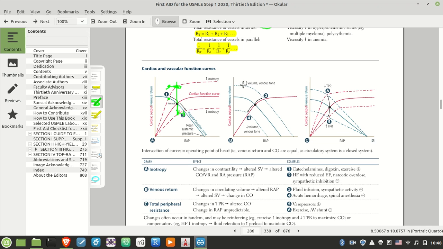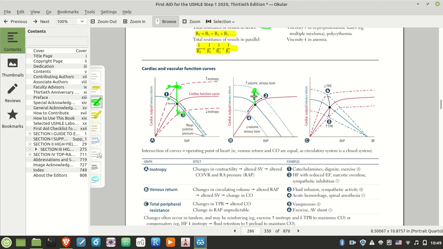So let's imagine a scenario where you have all of a sudden a whole bunch of fluids getting pumped into you. Okay, let's do that right here. Well, look at this. We have an increase of our volume. We have an increase in venous tone. So where's that a normal point? Is it right here? Well, no.